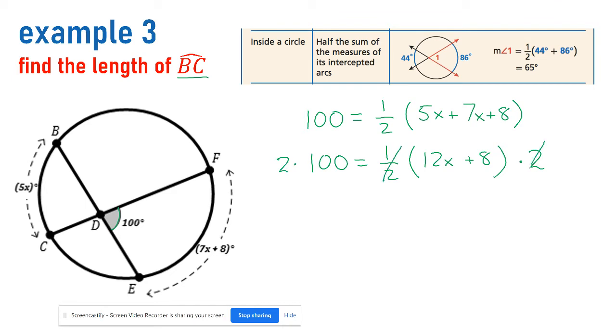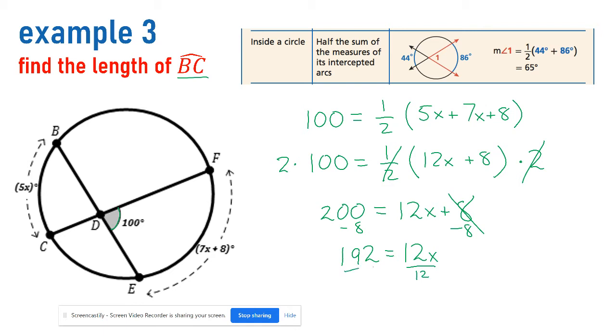That cancels out the 1/2 on the right. On the left, it gives me 200. So I have 200 equals 12x plus 8. Now I just have a two-step equation. I'll subtract 8 from both sides. I get 192 equals 12x. So I divide by 12, and I worked this out earlier, but I'm forgetting my answer, so I'm just going to do this over the side. 192 divided by 12, and looks like it goes in there 16 times. So x here is equal to 16.